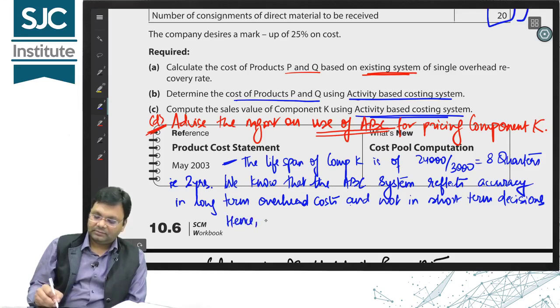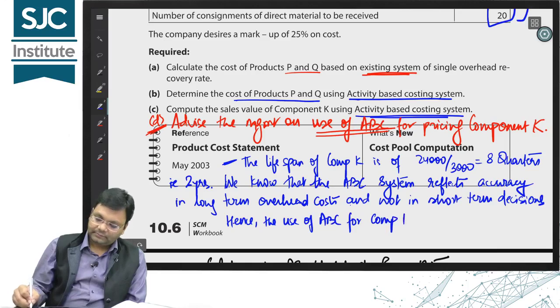Hence, the use of ABC for component K may not reflect its true cost.